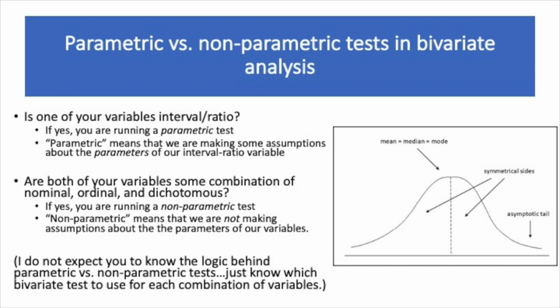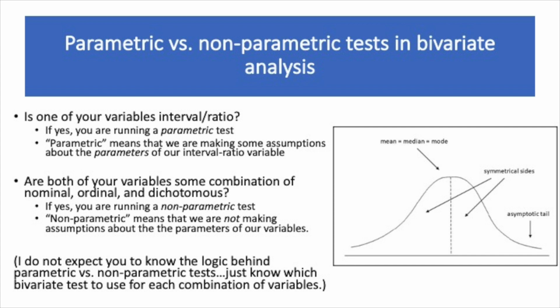Here are the assumptions that we're making. In parametric tests, we assume that we have what is called a normal distribution for our interval ratio variable. That means, as shown in the figure on the right side of this slide, that our mean, our median, and our mode are equal, right? They're at the peak of our distribution for our interval ratio variable, and we have symmetry on both sides of the distribution. Okay, so this is the normal distribution, and when we run parametric tests, we are assuming that our interval ratio variable is normally distributed.